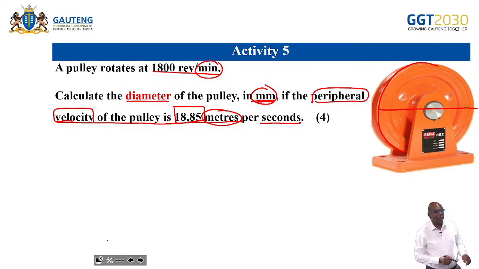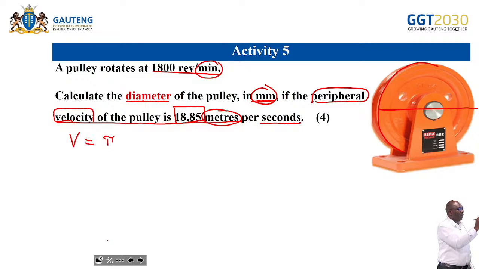Okay, now let's continue with this question. Now it says a pulley rotates at 1,800 revs per minute. Now we need to find the diameter of the pulley in millimeters, if the peripheral velocity of the pulley is 18.5. So how am I going to do that now? First of all, I must write down the formula. So my formula for peripheral velocity is pi times d times n, which is the number of revolutions.